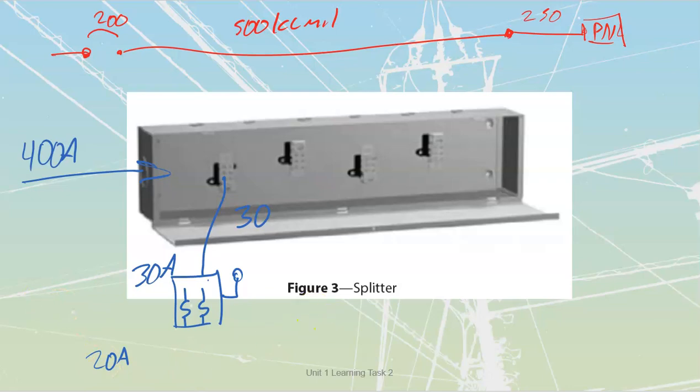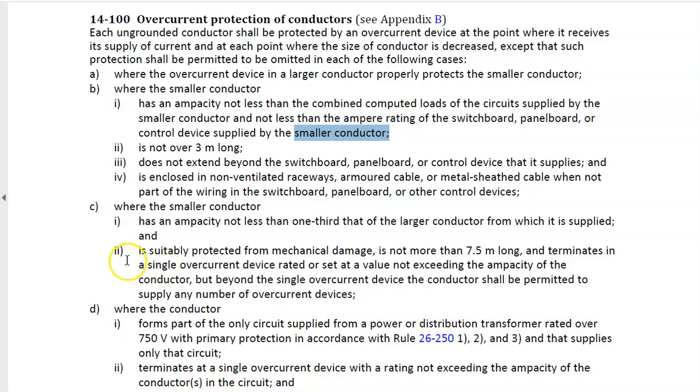The next one down is going to be Subrule C. Subrule C says I don't need to have a breaker at the point where I drop my conductor size, as long as the conductor has an ampacity that is not less than a third and it's not more than 7.5 meters long. And it's going to terminate in a single overcurrent device that's set at a value not exceeding the ampacity of the conductor.